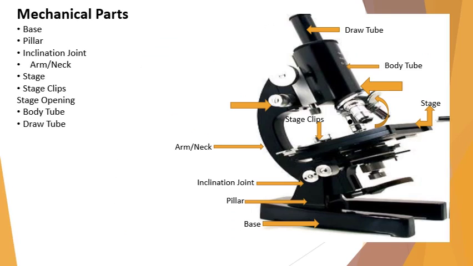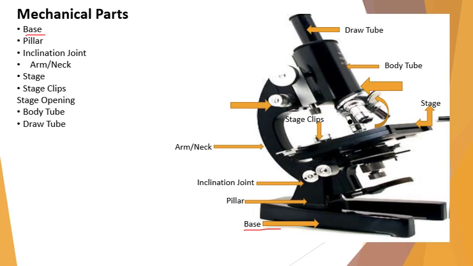So now here we discuss one by one the different parts of a microscope. First of all, we discuss the mechanical parts of the microscope. First of all, the base. This is a base, as you see in this slide. So what is the function of the base? It is the bottommost portion that supports the entire microscope. This is the most important part on which the whole apparatus of the microscope stands.